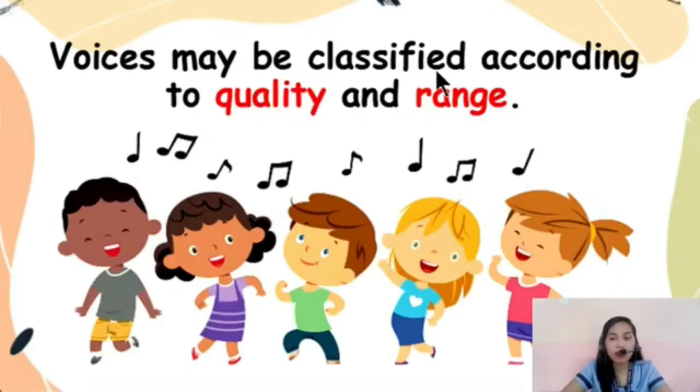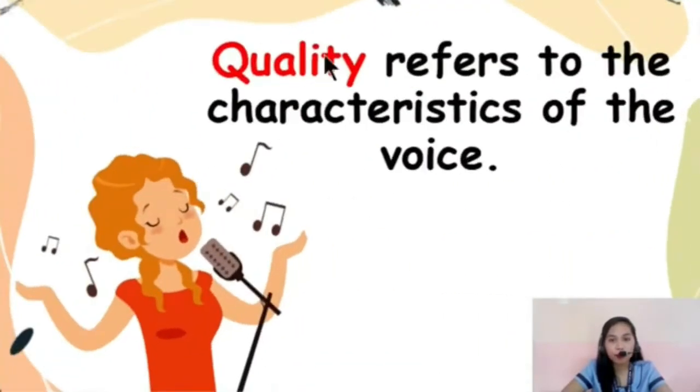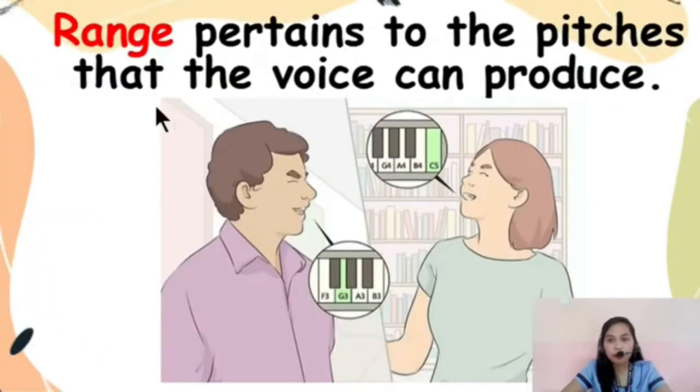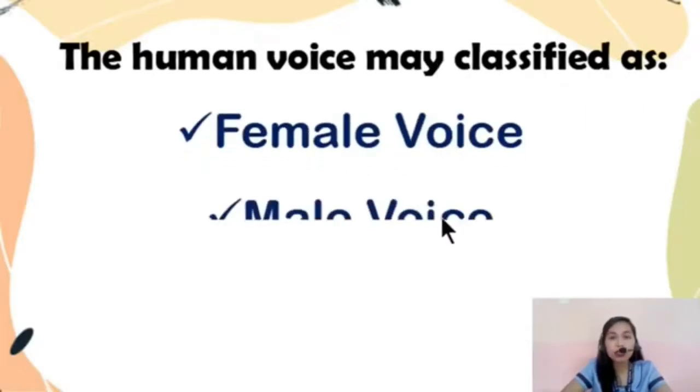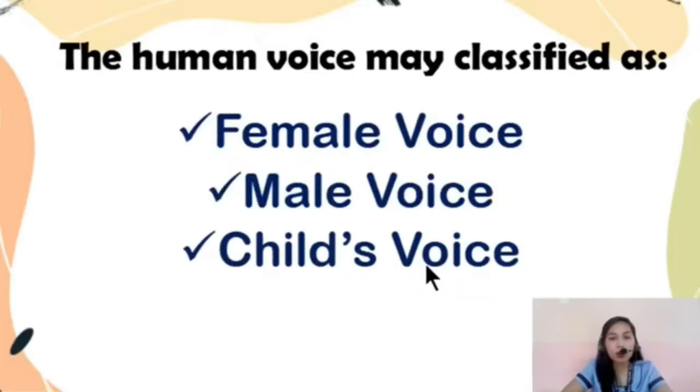Voices may be classified according to quality and range. Quality refers to the characteristics of the voice, and range pertains to the pitches that the voice can produce. The human voice may be classified as female voice, male voice, and also child's voice.